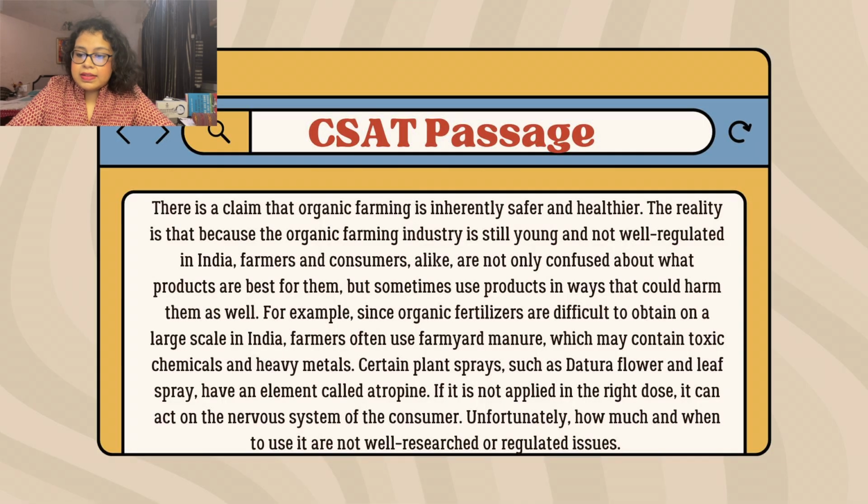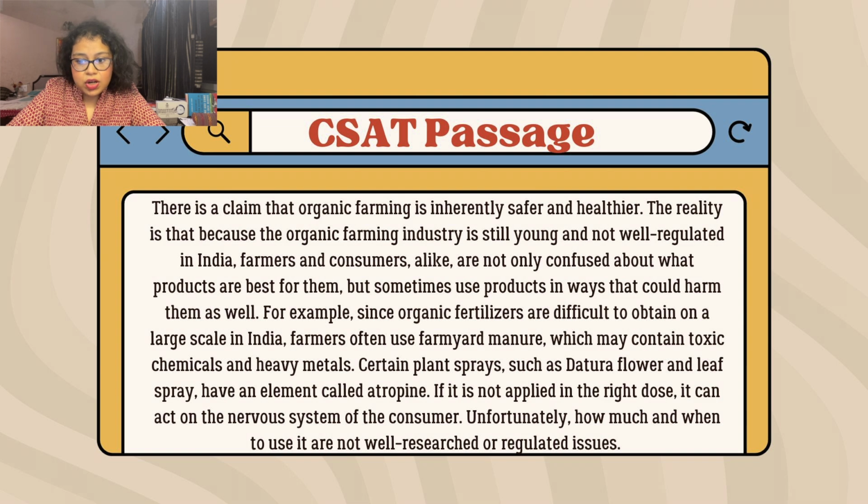Now, let's look at an example that had come in the CSAT paper. First, I'll show you the paragraph, and then we will discuss the option that came in the paper and why it was wrong. There is a claim that organic farming is inherently safer and healthier. The reality is that because the organic farming industry is still young and not well regulated in India, farmers and consumers alike are not only confused about what products are best for them, but sometimes use products in ways that could harm them as well.